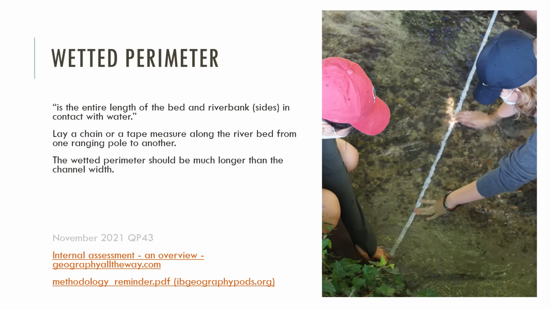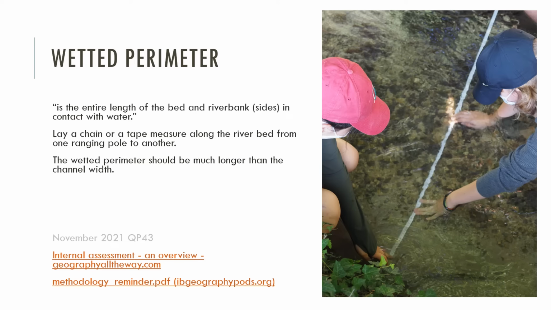So the wetted perimeter, what is that? Well, it is the entire length of the bed and the riverbank sides in contact with water. So it's not a straight line, it is the entire riverbed. To do that, you lay a chain or tape measure along the riverbed from one ranging pole to another, and the wetted perimeter should be much longer than the channel width.